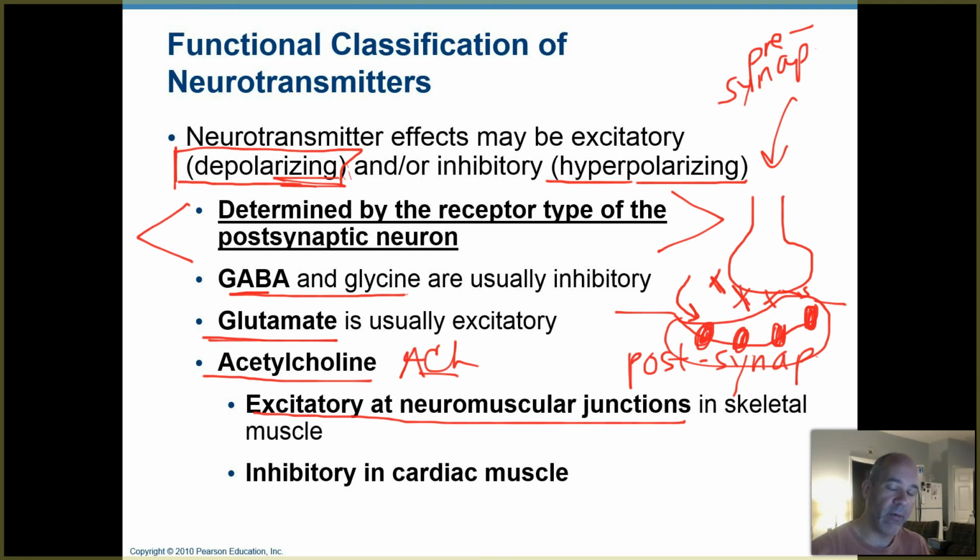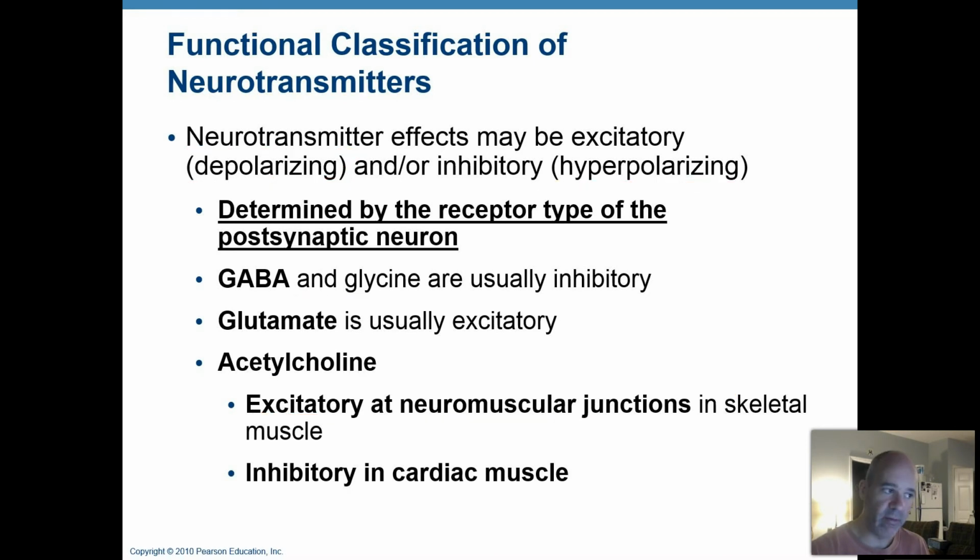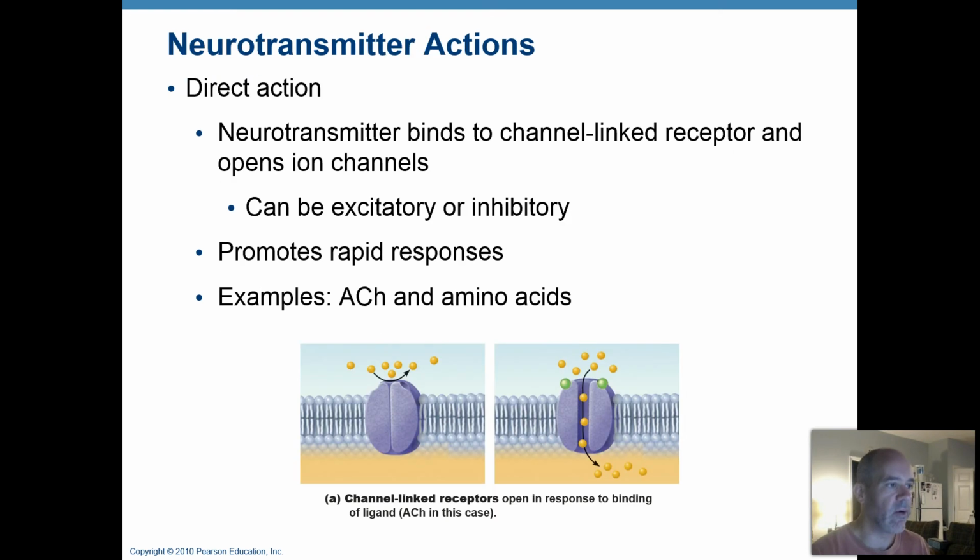But then on the flip side, over in your cardiac muscle, and in other parts of the body as well, which we'll talk a little bit more about later, acetylcholine is inhibitory. It actually makes it less likely that cardiac muscle fibers are going to contract, or contract as strongly as they normally would. So that's kind of interesting. In different parts of the body, the same chemical molecule can have different functions, and it's all about the receptor that it attaches to and what happens when that neurotransmitter binds to a receptor.